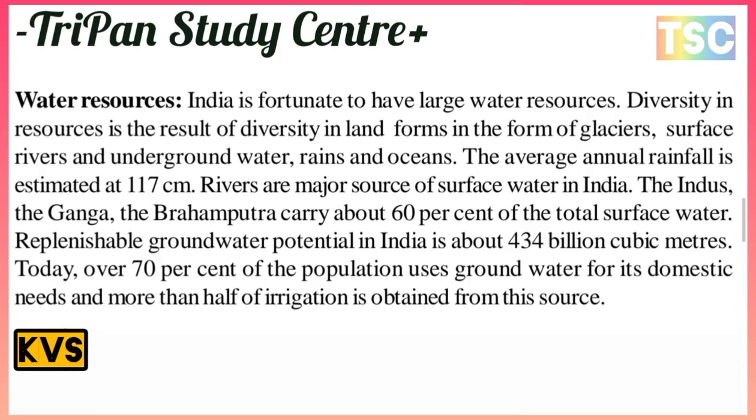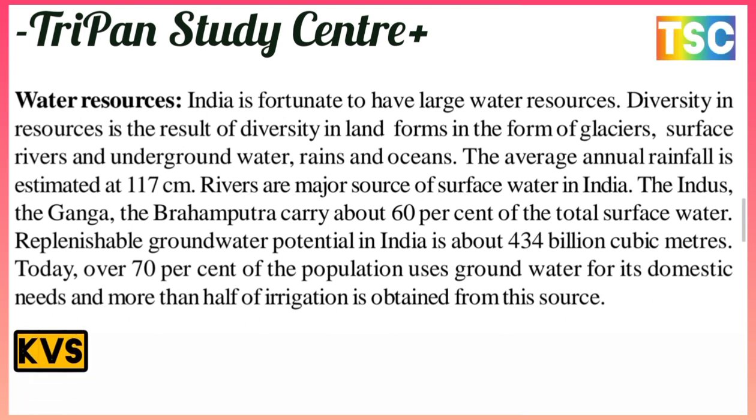Diversity in resources is a result of diversity in land, in the form of glaciers, surface rivers and underground water, rain and oceans. The average annual rainfall is estimated at 170 centimeters. The important point here is that the annual rainfall on the resource and water is 170 centimeters only.